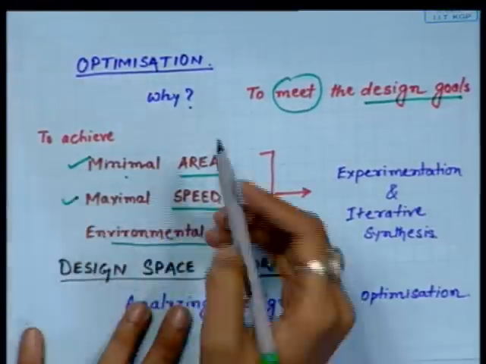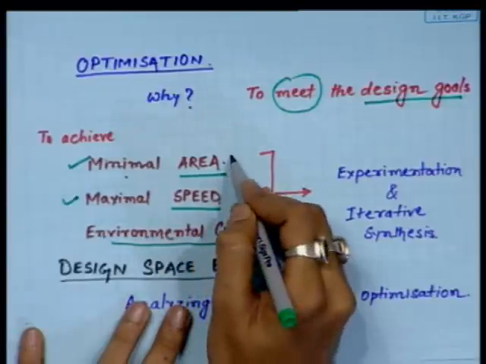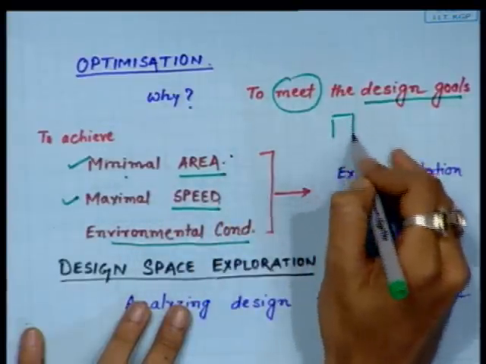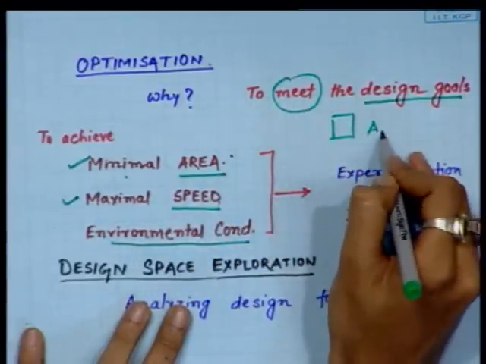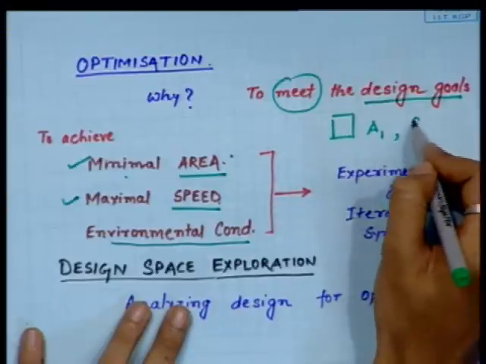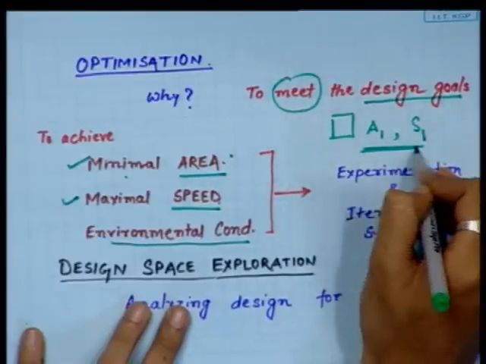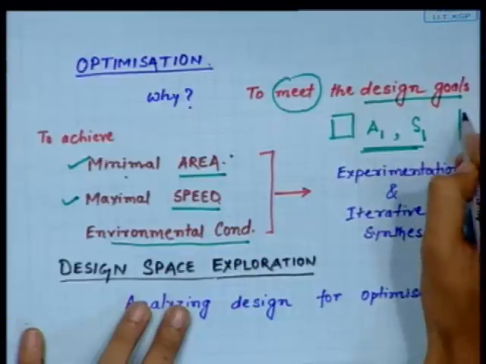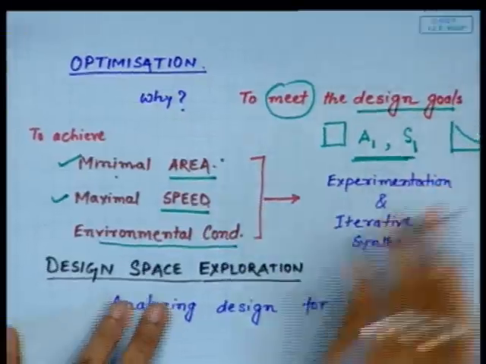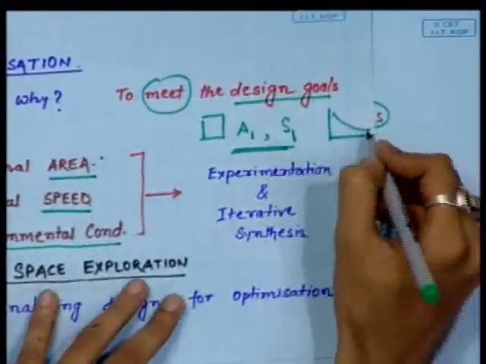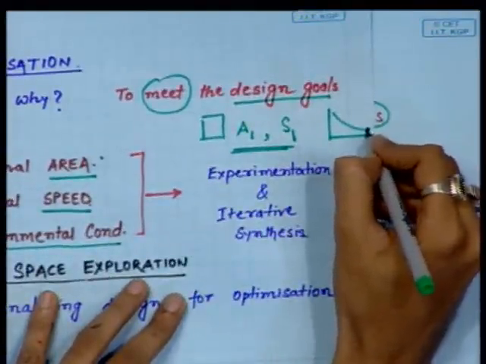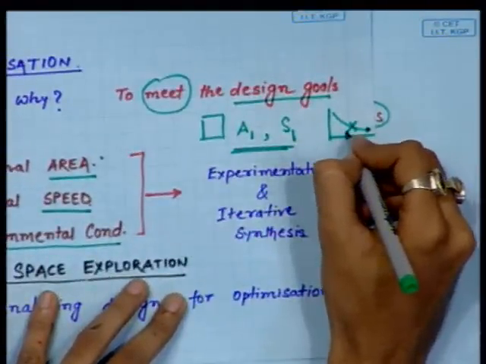Why? Because suppose we have a design, it has an area A1 and speed x1. We cannot say that this is the minimum, because the actual minimum area that can be attained is this, but we are somewhere here.